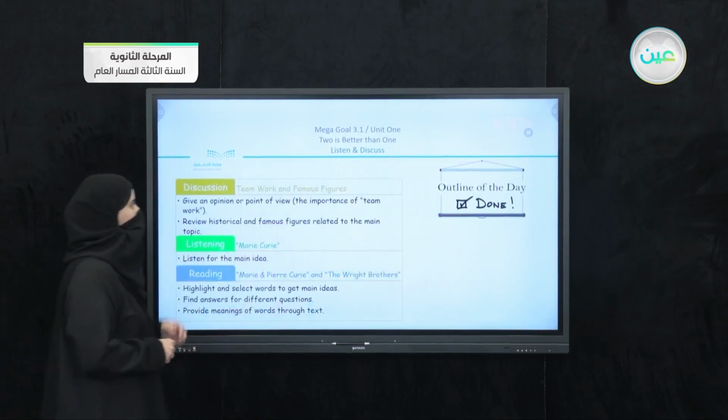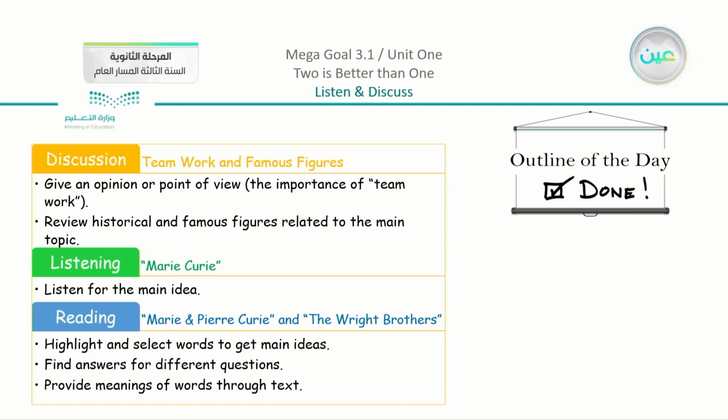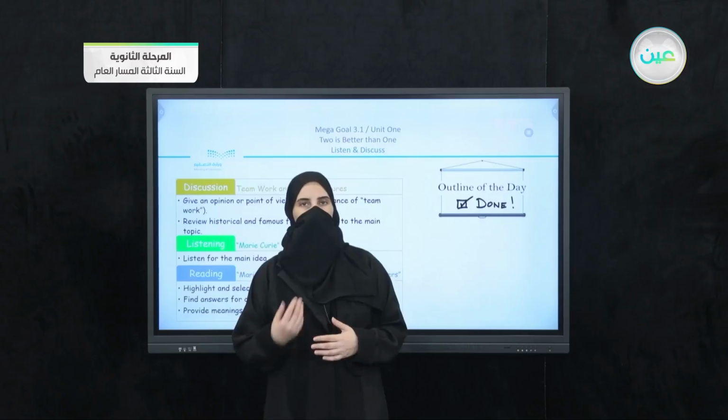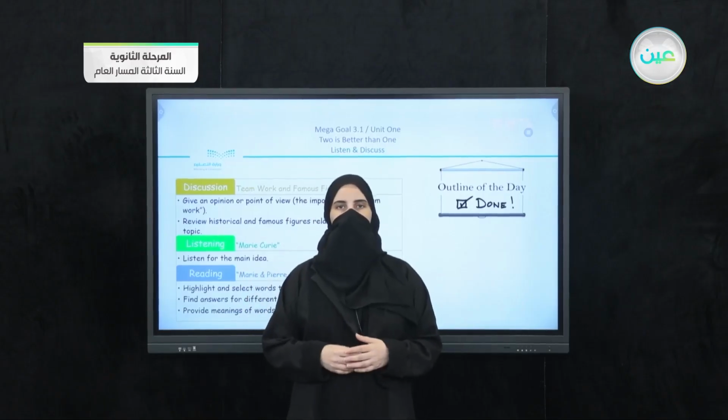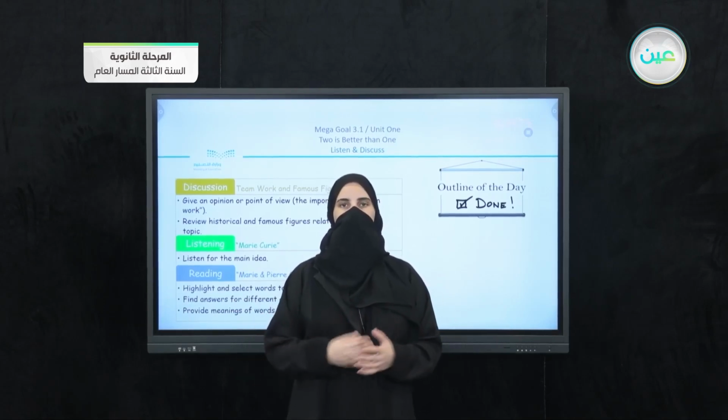At the very end, our outline: the discussion was about teamwork and famous figures. Give an opinion or point of view on the importance of teamwork. Review historical and famous figures related to the main topic. We did some listening about Marie Curie. And we had the reading part, which was about Marie Curie and the Wright brothers. We highlighted, found answers, and provided meanings of words through the text. So this is our lesson for the day. We have our homework, which is to prepare the comprehension questions, and we are also going to discuss different teams, inshallah, in the next lesson. So be ready.